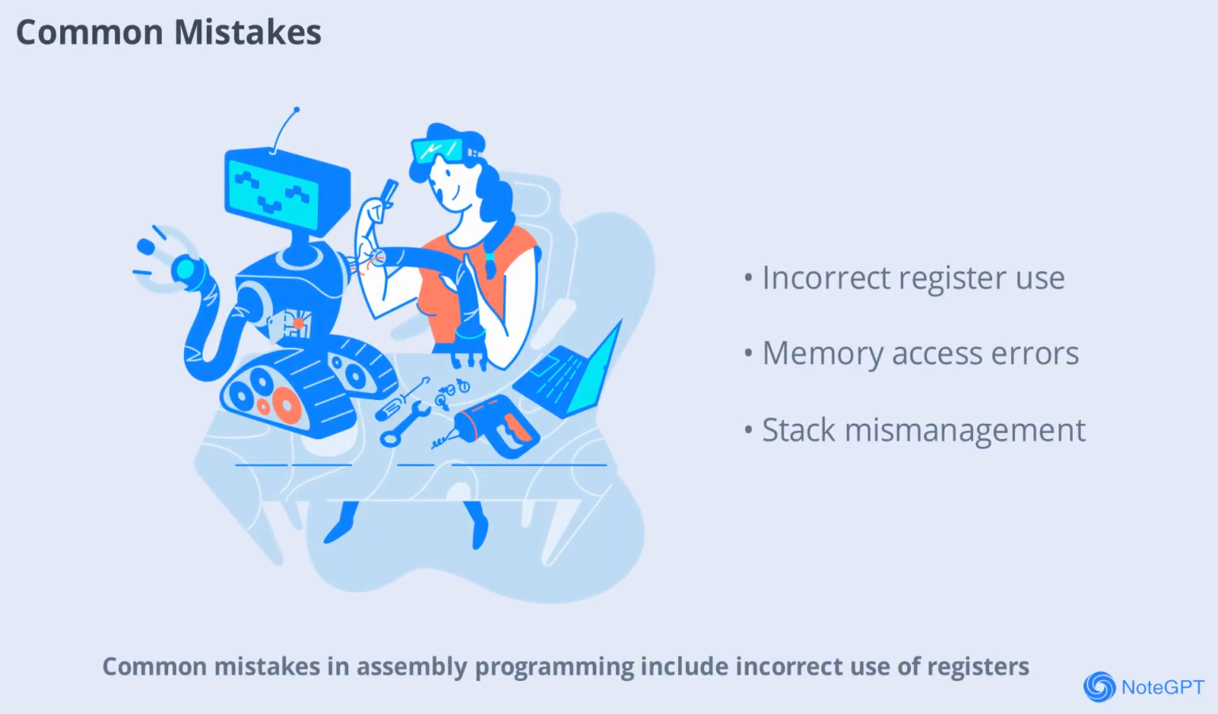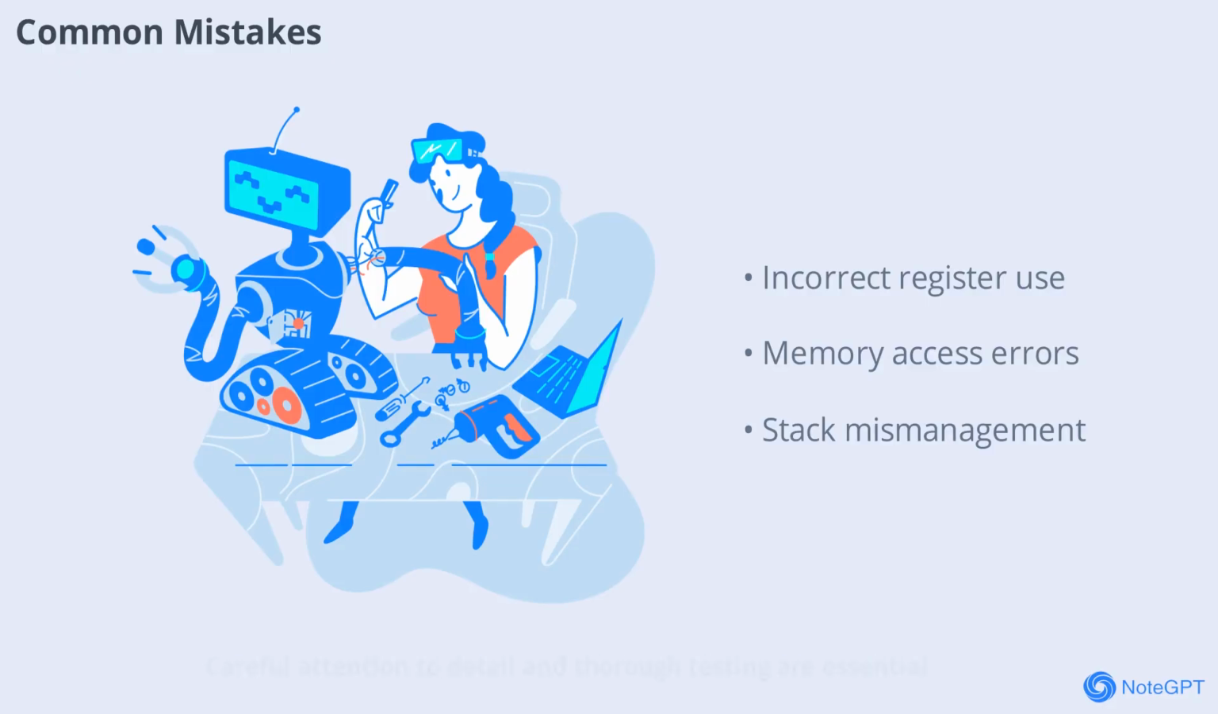Common mistakes in assembly programming include incorrect use of registers, improper memory access, and stack mismanagement. These errors can lead to crashes or unexpected behavior. Careful attention to detail and thorough testing are essential for avoiding these pitfalls and writing reliable assembly code.